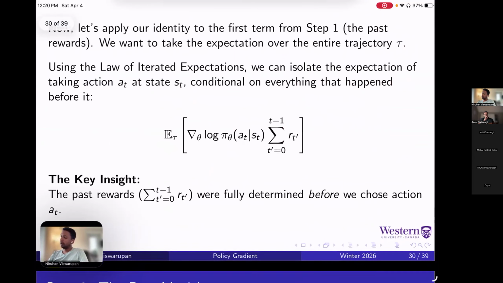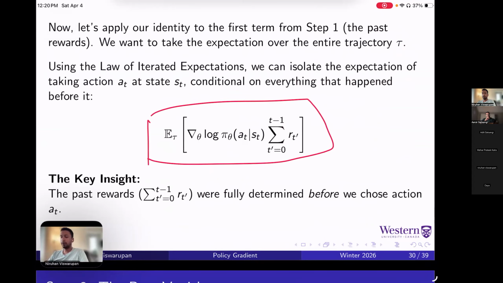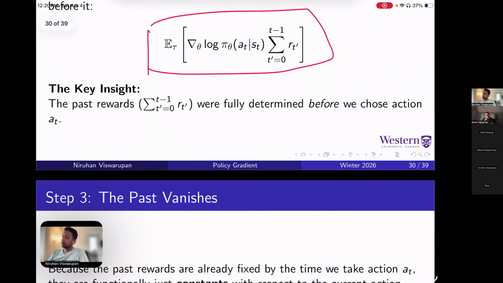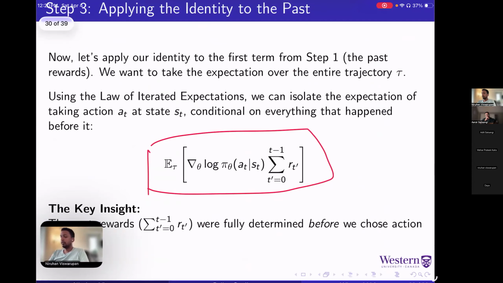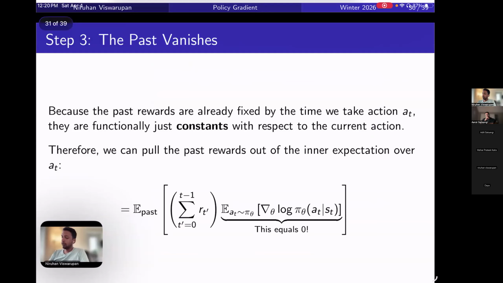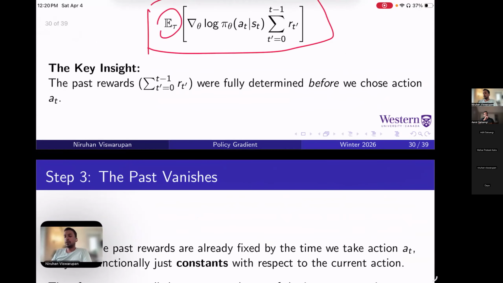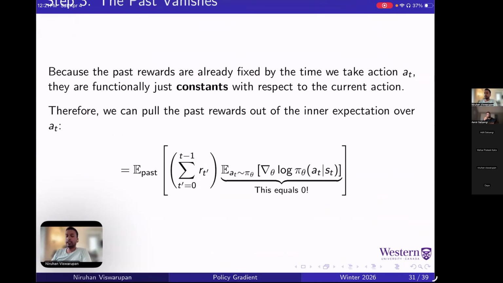So consider this expectation over the past. There is another law, the law of iterated expectations, where if you have an expectation over some space, you can just break it into an expectation over the past, and then like this, I am not exactly clear on.